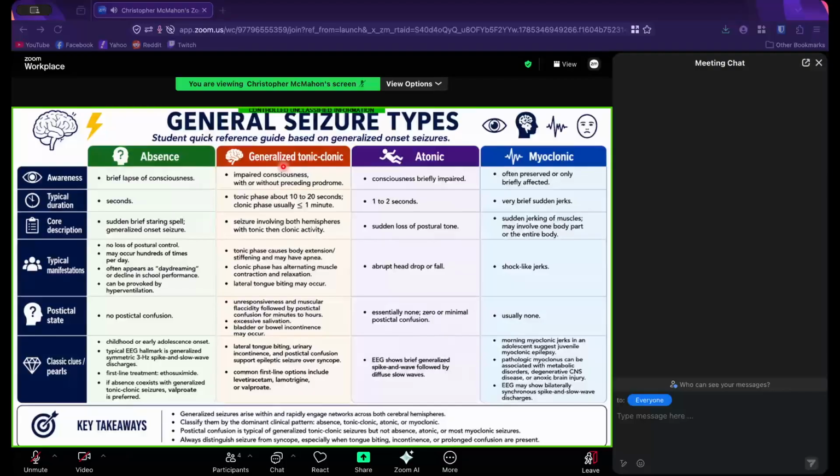I have a test question. Atonic, that could be your drop attacks. Very quickly, we just lose postural tone. Brief, 1 to 2 seconds. We don't typically have a postictal phase for these ones. And then my myoclonic, that's all of a sudden my arm just kind of flings out. That can be normal in some people at night when your leg just kind of twitches. Other people, it becomes very problematic to the point where they're trying to brush their teeth and all of a sudden the toothbrush is flying across the room.